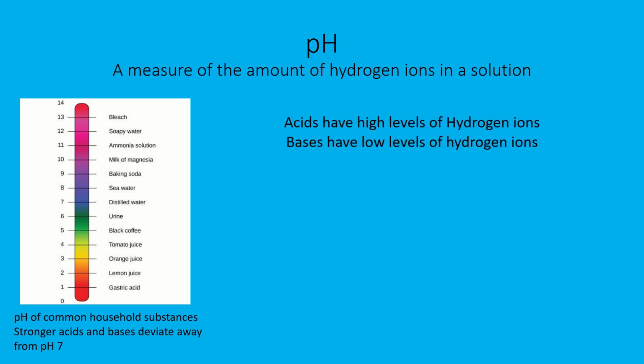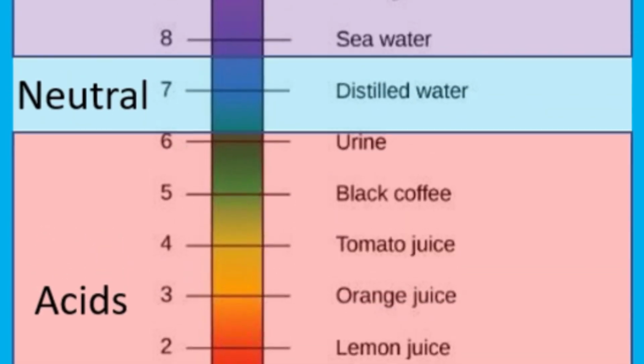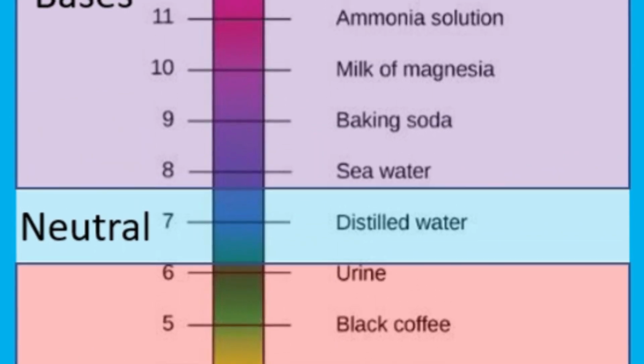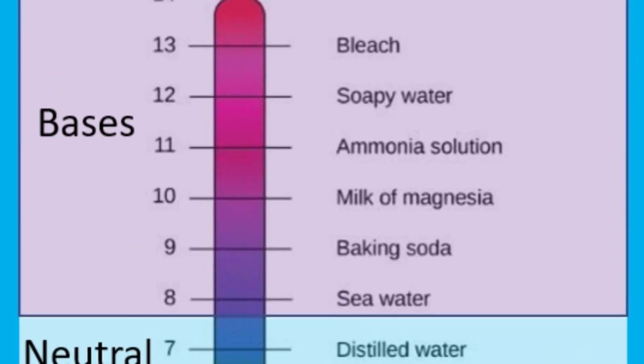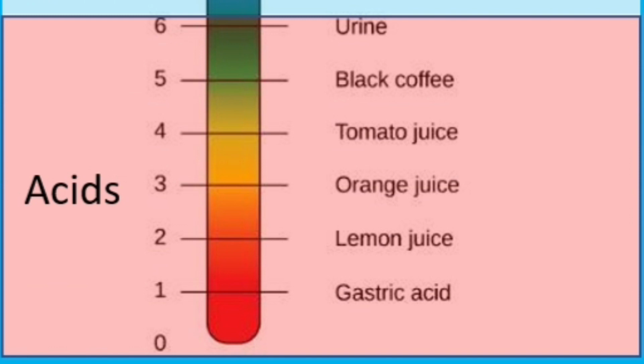Higher levels of hydrogen ions means the solution is more acidic. Lower levels of hydrogen ions means the pH is more alkaline. The pH scale runs from 0 to 14 and explains the inverse relationship between hydrogen ions and pH. 0 to 6.9 is considered acidic, with 0 being the most acidic.